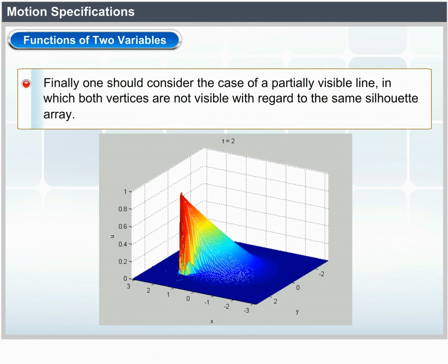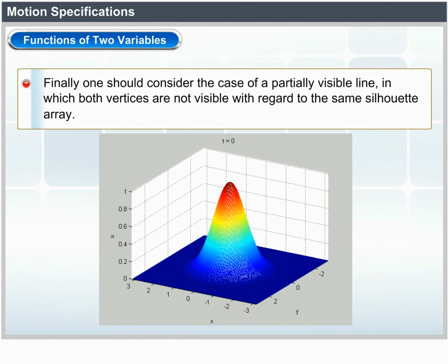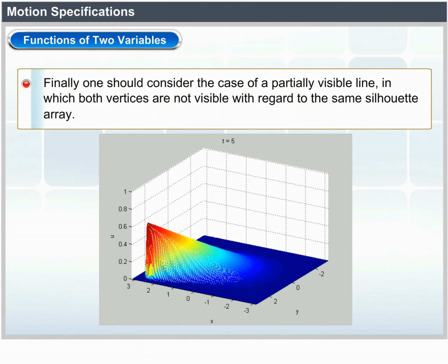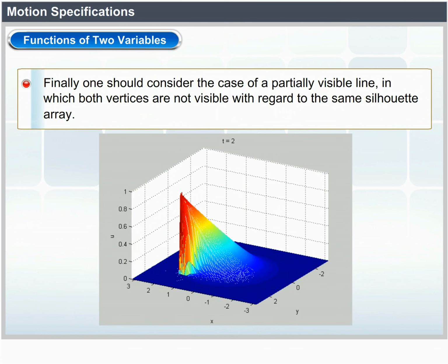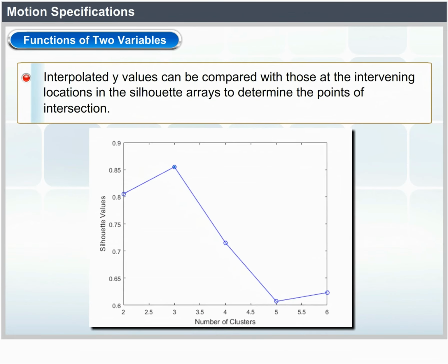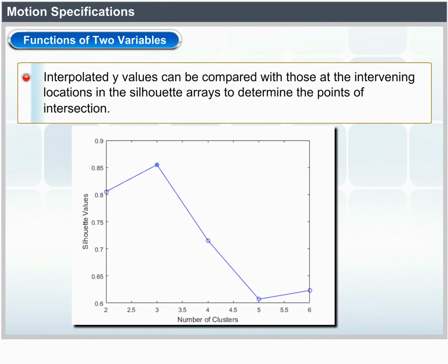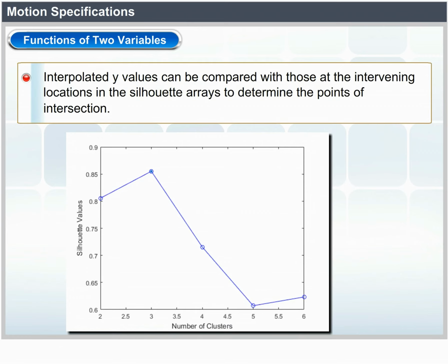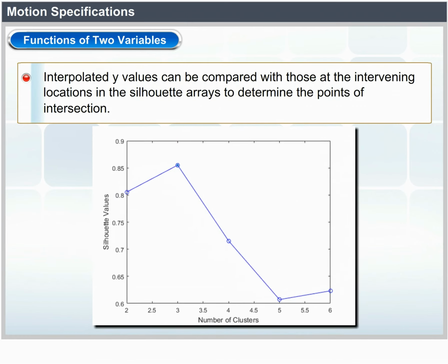Finally, we must consider the case of a partially visible line, in which both vertices are not visible with regard to the same silhouette array. Although this typically means that one of the vertices is visible and the other is invisible, BC, DE, it may be the case that both vertices are visible, one above Ymax and the other below Ymin, FG. Interpolated Y values can be compared with those of the intervening locations in the silhouette arrays to determine the points of intersection.